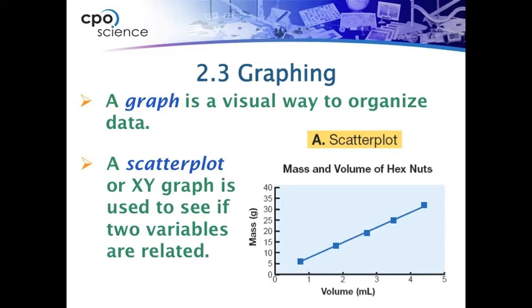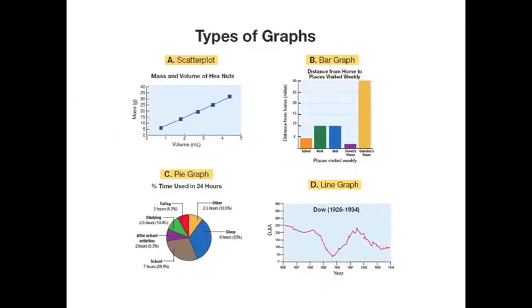But that image you see on the right is an example of a scatter plot. You've got two different variables in that example, mass and volume. And we're seeing how one thing is affected by the other. Now, there are a few other types of graphs, such as a bar graph, pie graph, and line graph. I'm going to give you this handout in class, but what we're going to use for the majority of the year is going to be the scatter plot.